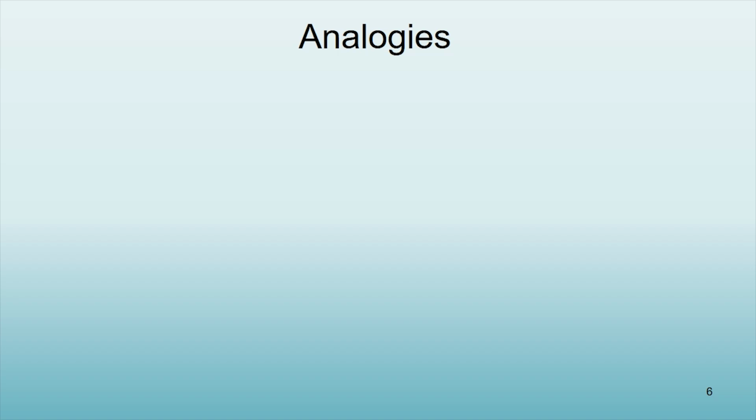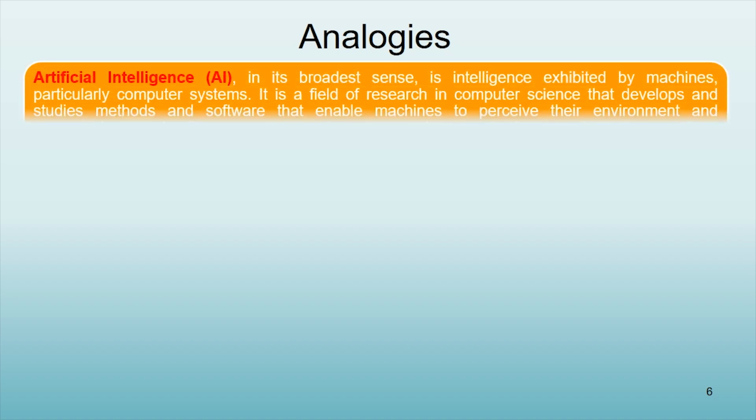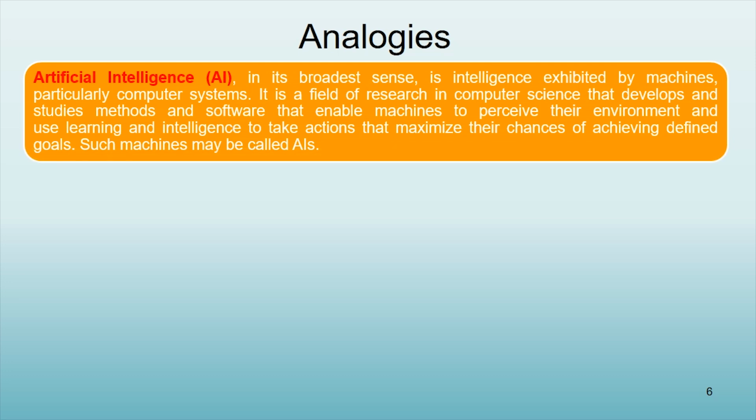Next, you may have some simple confusions. I have heard this kind of idea with respect to the term artificial intelligence, and what it is. I can define artificial intelligence in the broadest sense as intelligence exhibited by machines, particularly computer systems. In general, artificial intelligence is a field of research in computer science that develops and studies methods and software.